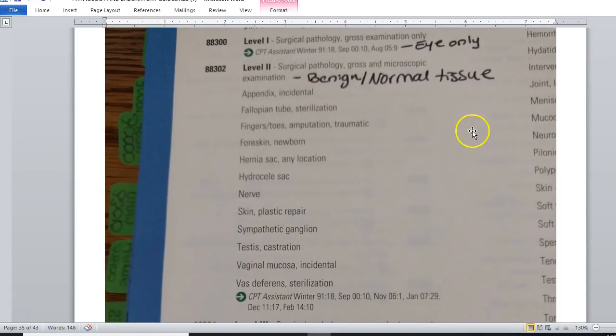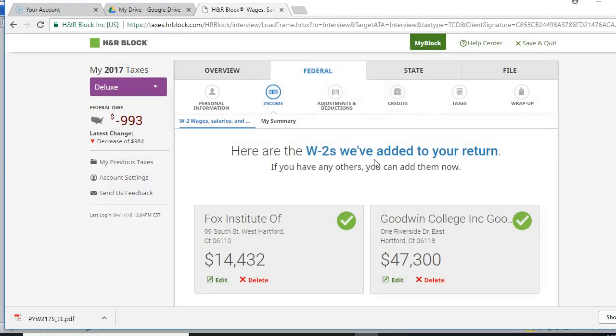So again, we're looking for the anatomic site. So again, sometimes it's going to be backwards. So for instance, this is foreskin on a newborn, but if they're not a newborn, we're going to have to keep looking. And there is a code that includes foreskin non-newborn.